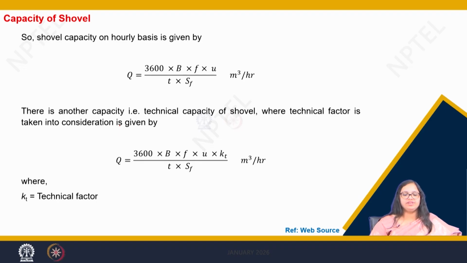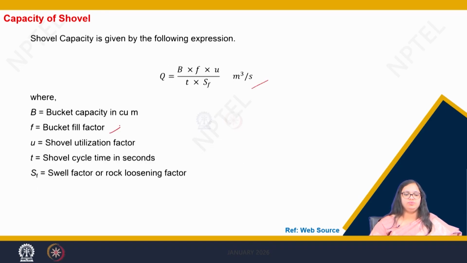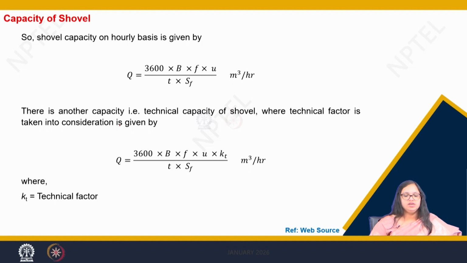Now the shovel capacity that we have discussed here is in unit meter cube per second. Well, when we have to determine the shovel capacity on hourly basis, that is meter cube per hour, we have to multiply 3600 in the numerator to convert it into hourly basis.